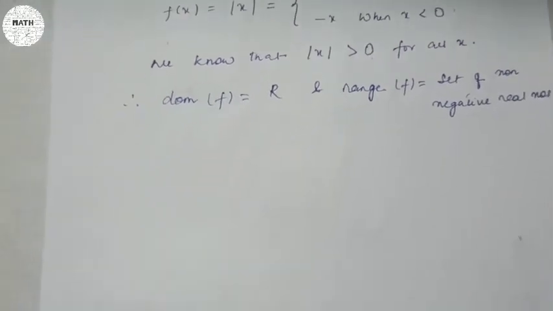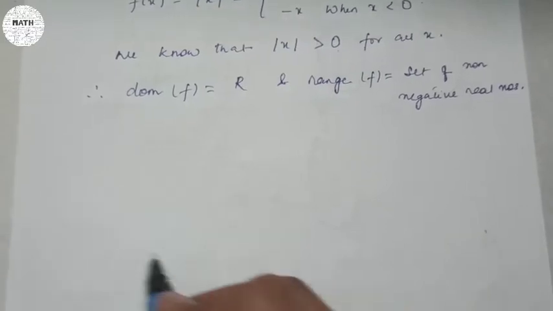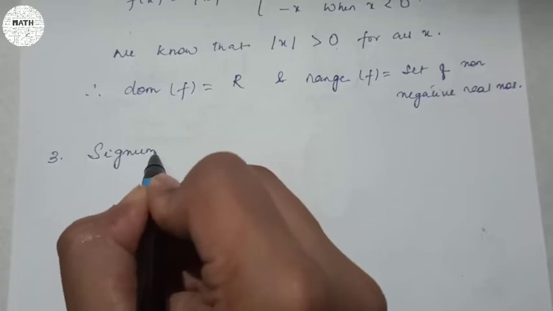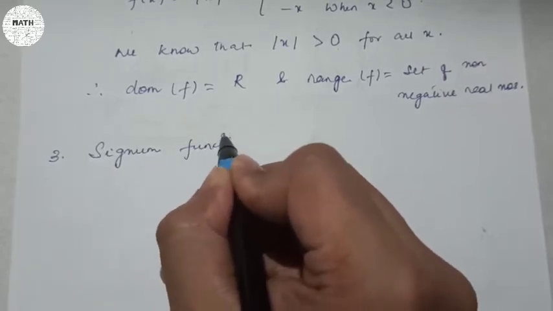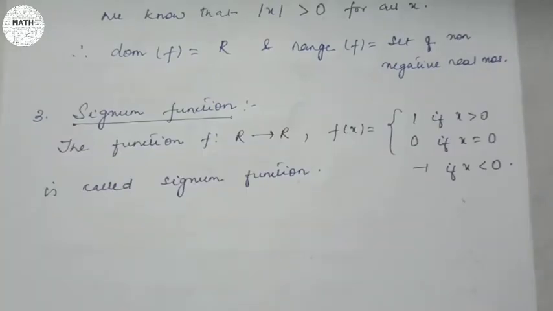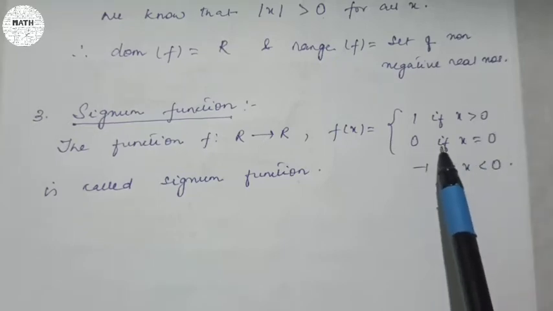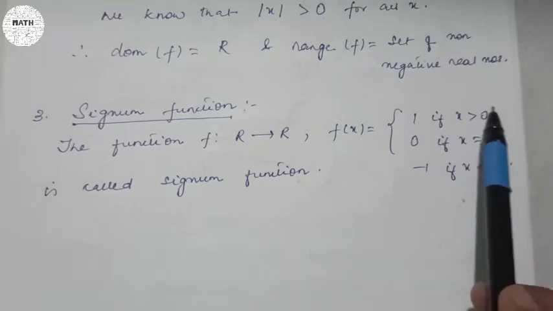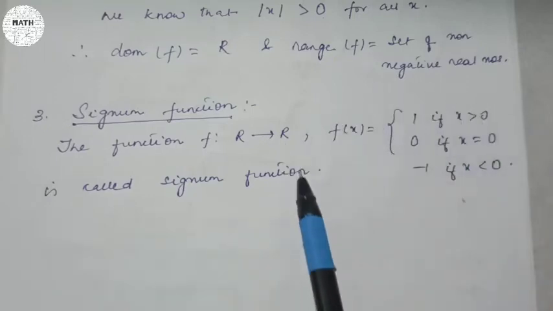Okay, the third one that comes under function is nothing more than your Signum function. The definition is given to be the function f such that R tends to R, both are real numbers, given by f of x is equal to 1 if x greater than 0, 0 if x is equal to 0, minus 1 if x less than 0, is called the Signum function. This whole thing is nothing more than your Signum function.